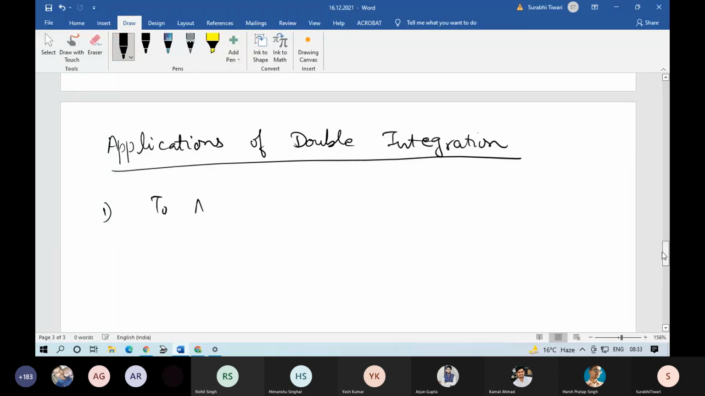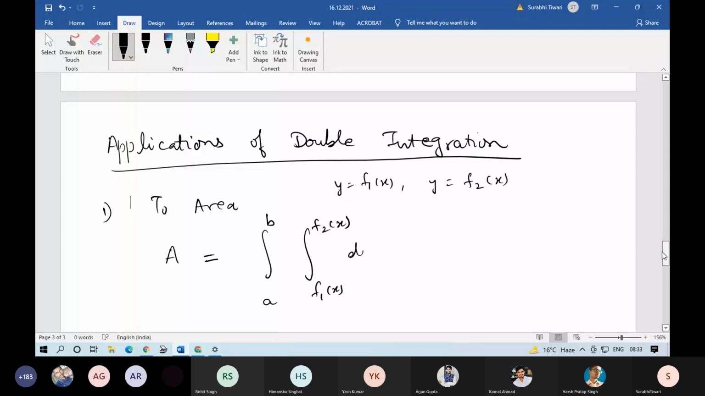Now first is area. Now area is equal to... suppose there are two curves, y is equal to f1(x) and y is equal to f2(x), and you have to find out the area between these two curves. So then this will be from f1(x) to f2(x) and from a to b, whatever the limits will be, dy dx.